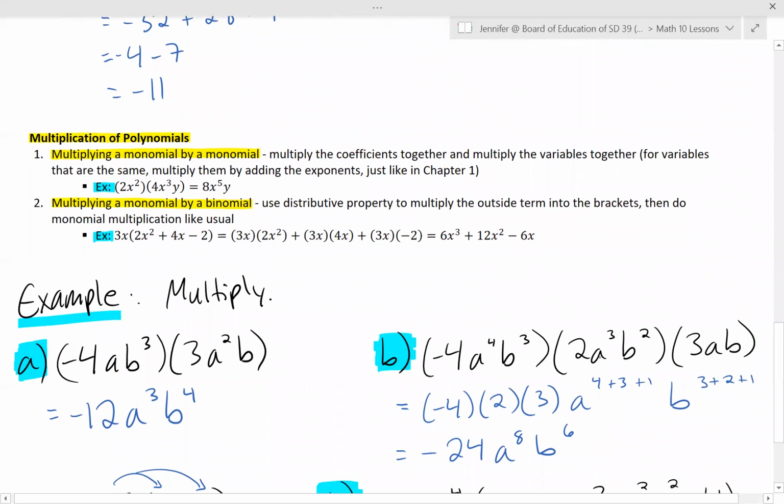We've got 3 monomials here, but same idea. So the coefficients will all multiply together, and then we can combine our variables. So for a, we'll add the 4, the 3, and the 1. For b, we'll add 3, 2, and 1. You don't have to write this first step here. You can go right to the answer, but I wanted to show my work a bit more in case you were confused.